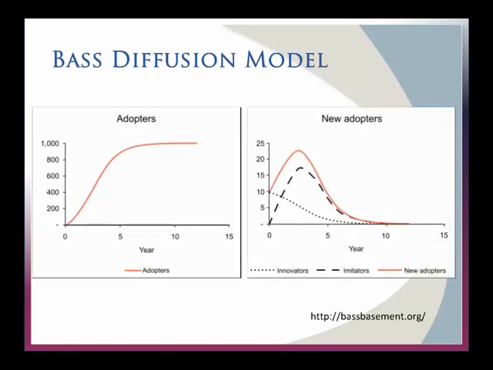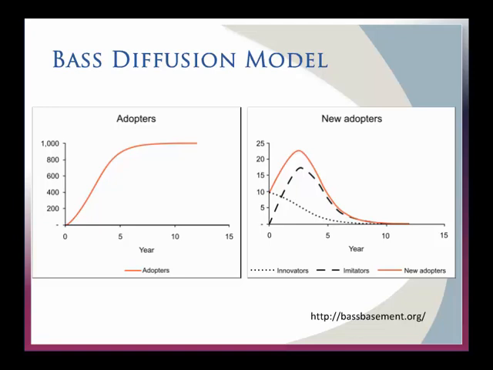Now, here are the charts that describe it. On the left, you see adopters over time on the horizontal, and on the vertical are the number of adopters. And you'll see it follows what we call an S-curve, because as you can see on the far left, it does start off a little slow, then it catches up real fast, and then it flattens off to an asymptote up on the top.